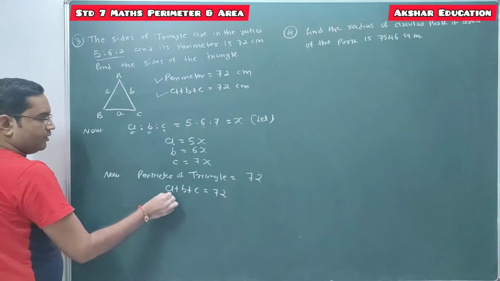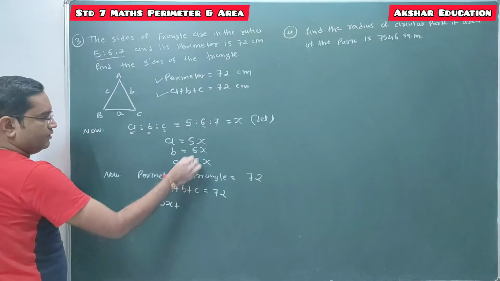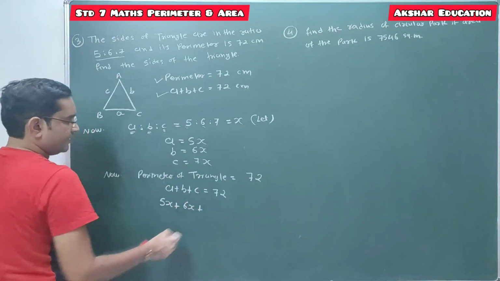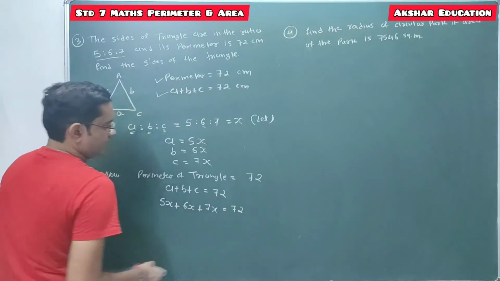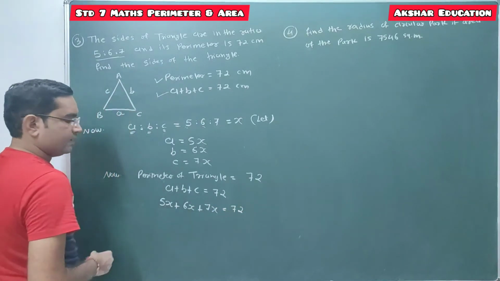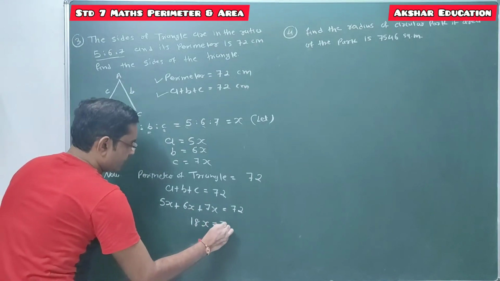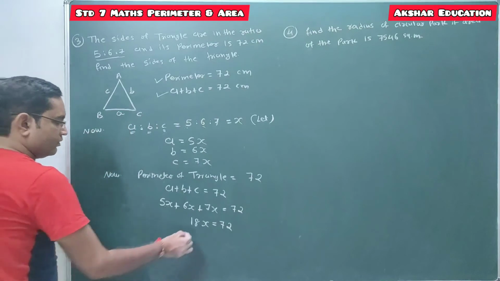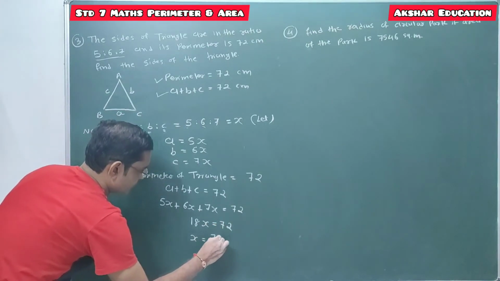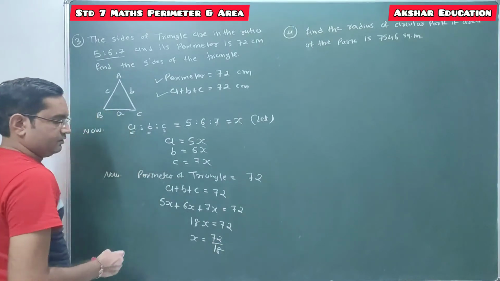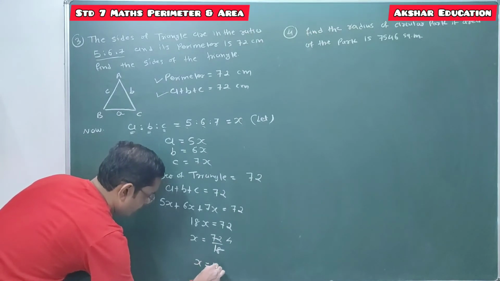Already written. So our a is 5x, b is 6x, c is 7x equal to 72. 6 plus 5 is 11x plus 7 is 18x. So we are getting 18x equal to 72. So take this 18 into division of the 72. So you are getting x equal to 72 by 18. Cutting, 18 4s are 72. So we are getting x equal to 4.